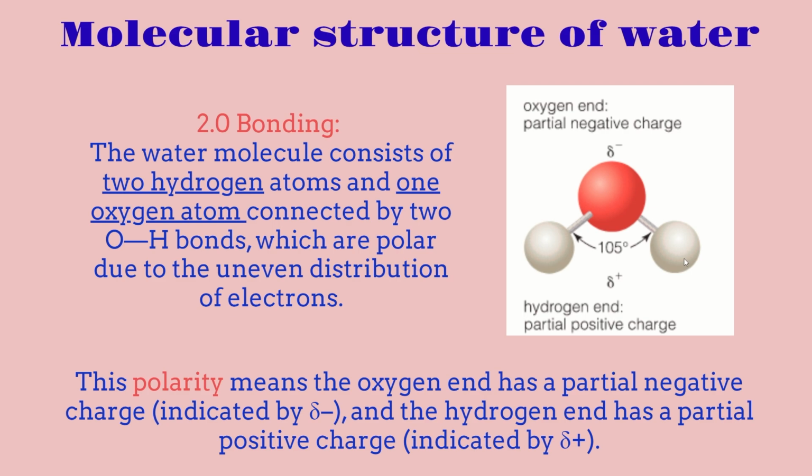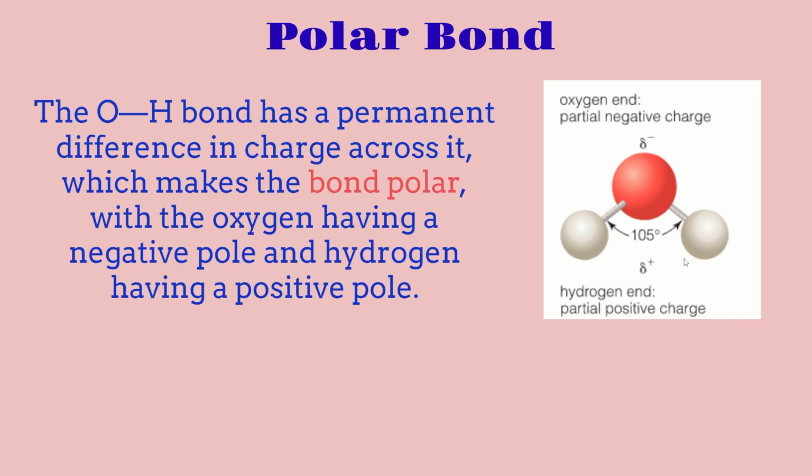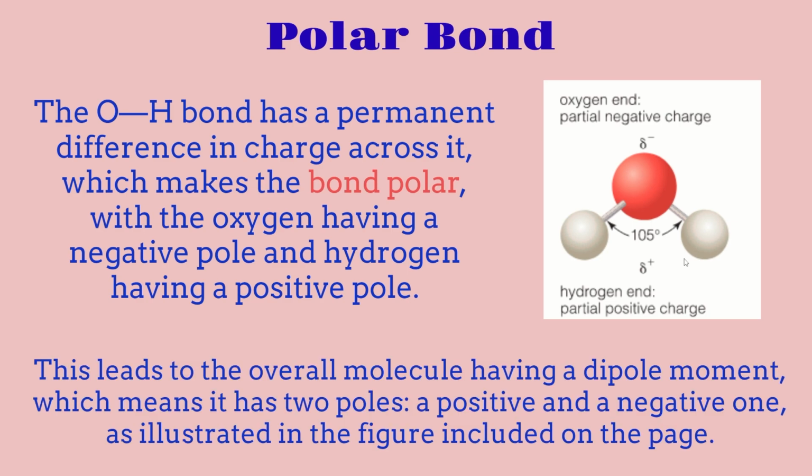But before we move on, the water molecule basically consists of two OH bonds, which is an OH bond between the hydrogen and the oxygen. So moving on to polar bonds. The OH bond has a permanent difference in charge across it, which makes the bond polar, with the oxygen having a negative pole and the hydrogen having a positive pole. This leads to the overall molecule having a dipole moment, which means it has two poles, a positive and a negative one, as illustrated in the figure included on the page.